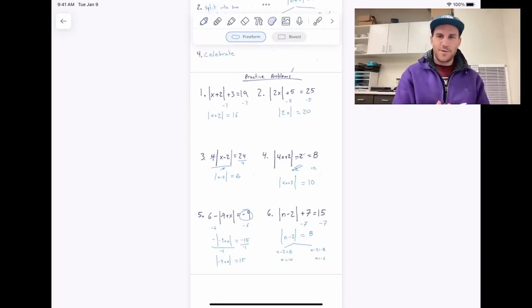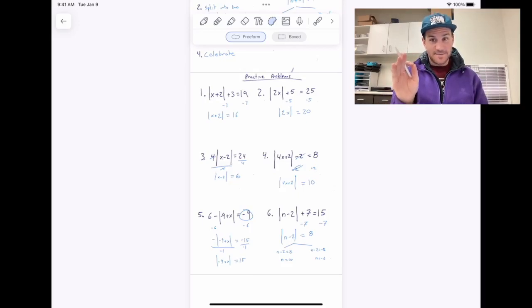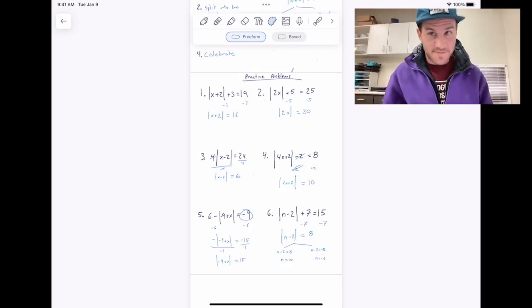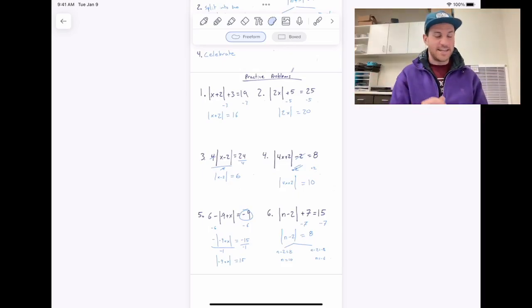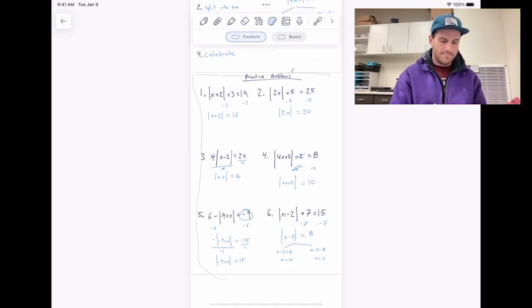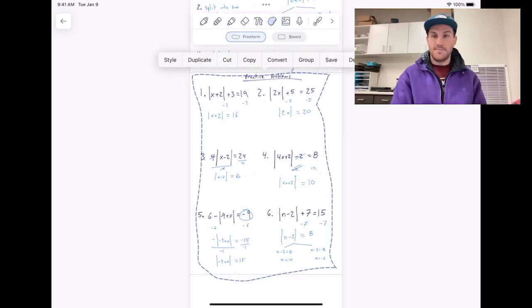I just wanted to go over the first step because that is the hardest part for a lot of people, even though it's the exact same thing as isolating a variable. Something you've got to remember: it's the exact same thing as isolating a variable. The only difference is you've got a whole absolute value to isolate now. Same little steps.